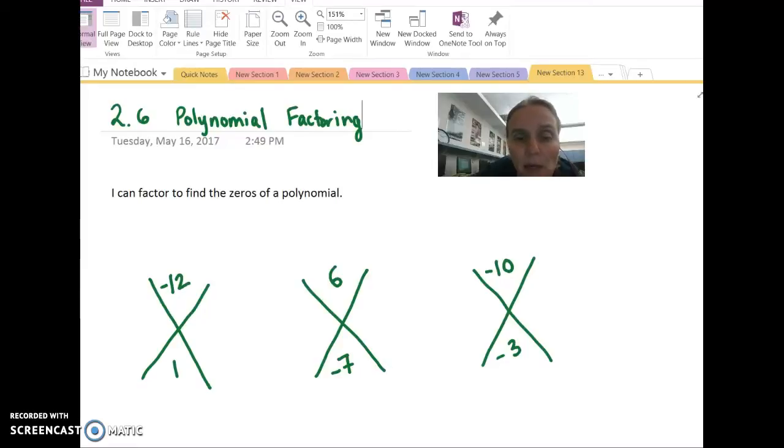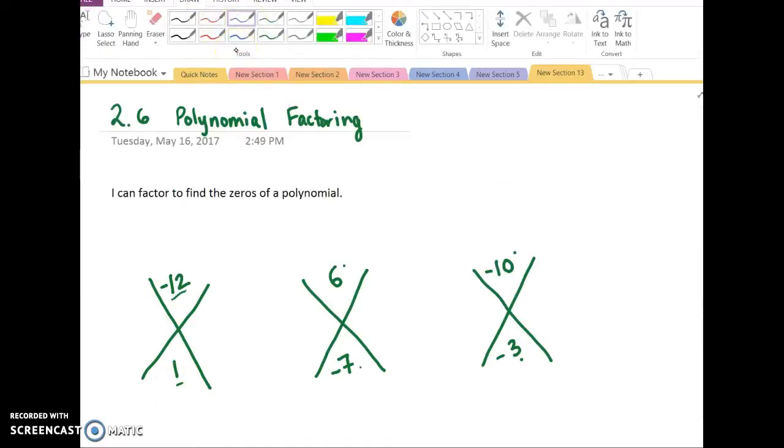In this game, when we look at the x, the number on the top of the x, I want to find two numbers that multiply to make negative 12 and add to make 1. So if I think of numbers that multiply to make negative 12, I've got 1 times 12. Well, if one of those is negative, that would work.